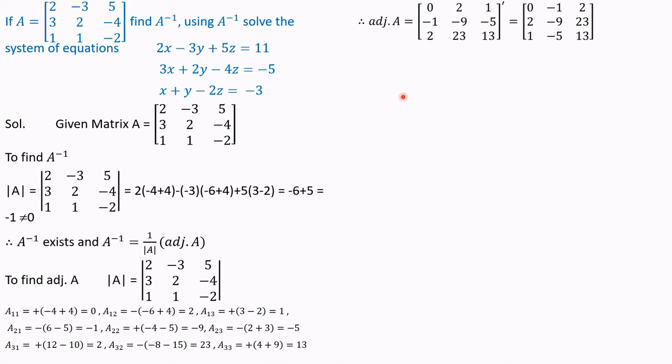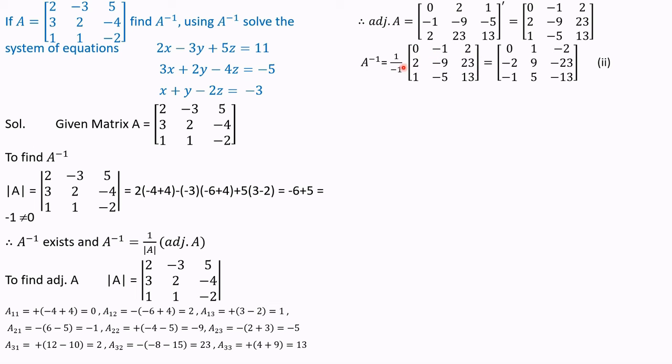Therefore, adjoint A is the transposition of these elements. That is, the rows are converted into columns: 0, 2, 1 becomes a column, minus 1, minus 9, minus 5, and the third row 2, 23 and 13. So we have transposed, that is, interchanged rows with columns. So we get A inverse as adjoint A by determinant A, that is 1 by minus 1 times the transposed matrix, dividing by minus 1.